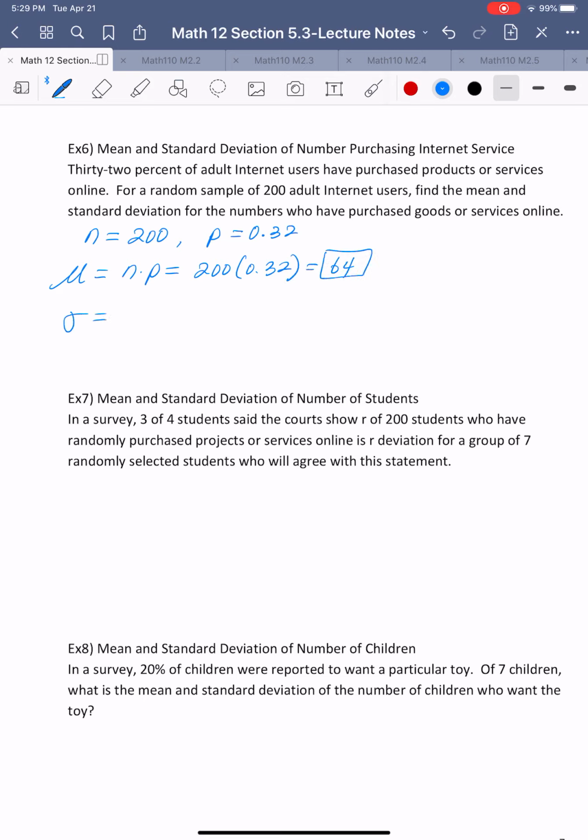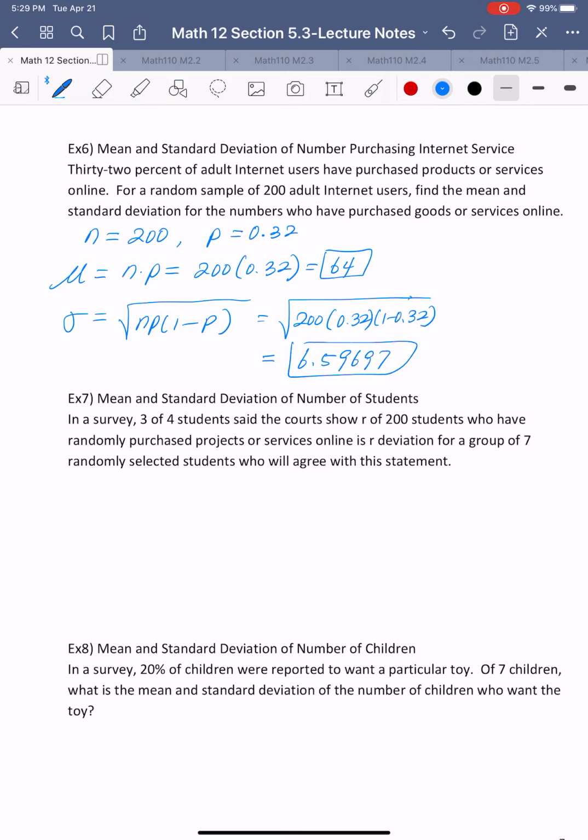And then the standard deviation is the square root of n p times 1 minus p. So n is 200 times 0.32 times 1 minus 0.32, which comes out as 6.59697. All right, example 7. Mean and standard deviation of the number of students. In a survey, 3 out of 4 students said that the course shows are of the 200 students who have randomly purchased products or services online. Find the mean and standard deviation for a group of 7 randomly selected students who will agree with the statement.